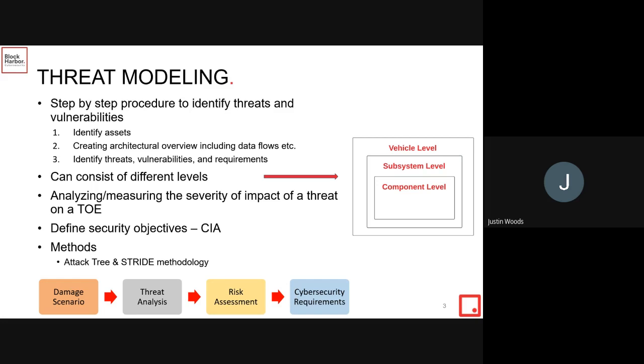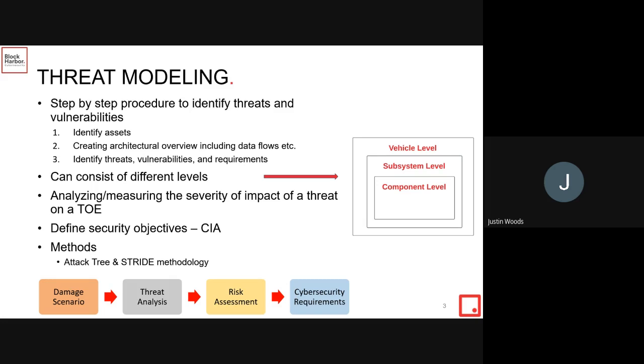Then we want to define the security objectives with the CIA triad being confidentiality, integrity, and availability. So we see what threats may exist and then how we can protect against them by using the different cornerstones of the CIA triad. Some of those methods to do that are, as I'd mentioned, the attack tree and the STRIDE methodology. At Block Harbor, we use the STRIDE methodology, but we will also go over the attack tree to begin with here. And then at the bottom, you can see a general outline of how TARAs are performed.